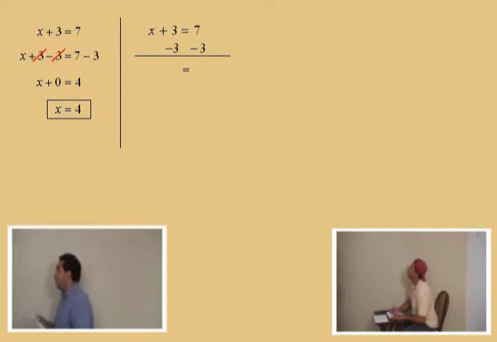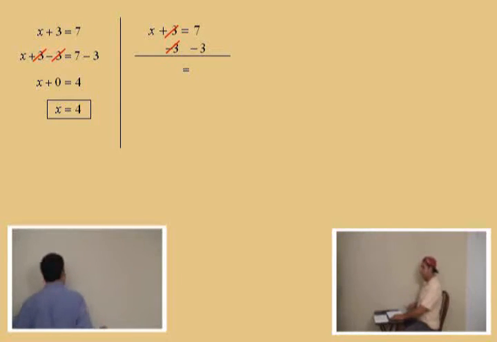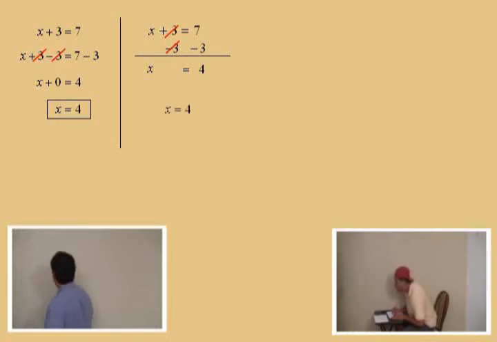Okay? Now, on the left-hand side, notice the 3's will cancel out. So, plus 3, minus 3 cancel out, leaving you with only a what on the left-hand side, Charlie? X. Okay, and what's on the right-hand side? What's 7 subtract 3? 4. Very good, it is 4. So there you go. So we'll write down our answer down here, and our solution is x equals 4.